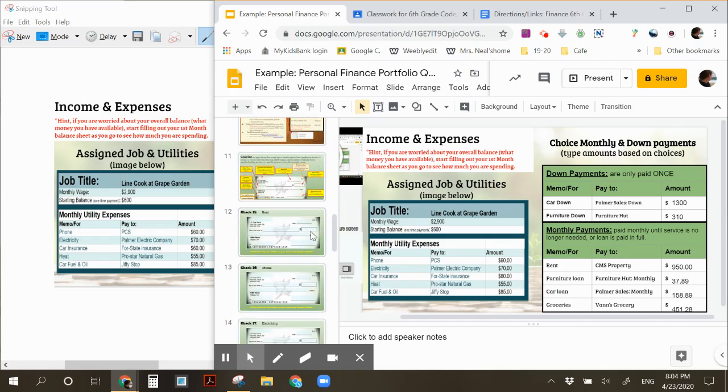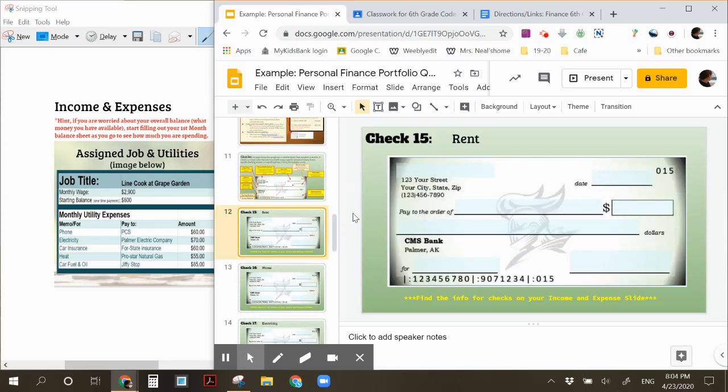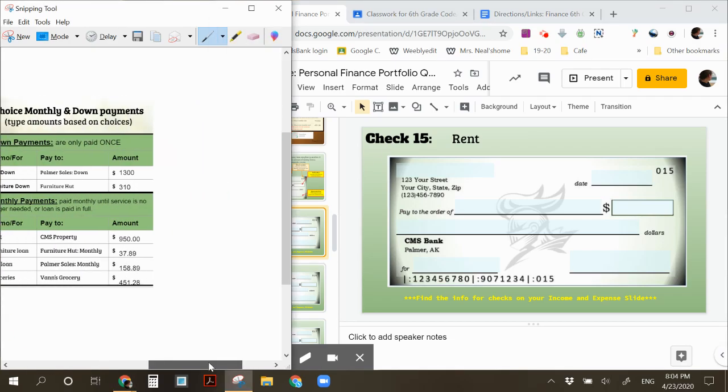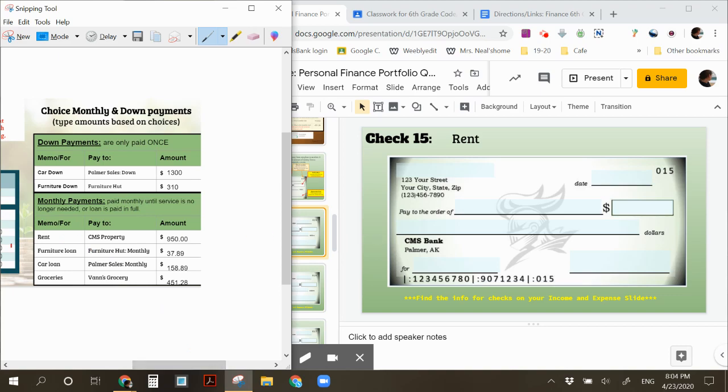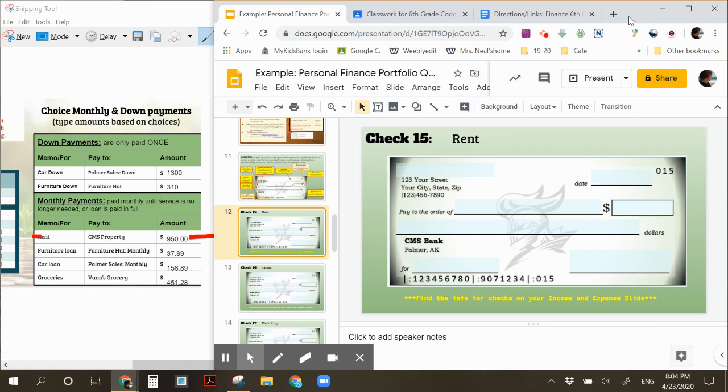My first check is check 15. They don't normally start at 0, and it is for rent. So I'm going to find my rent, which is right here. Okay, right here. And I'm going to start filling out my information. So if you remember from the previous slide, this is where your name goes, so your first and last. Normally your initials will be in there. The date I'm writing this check is April 23rd, 2020.